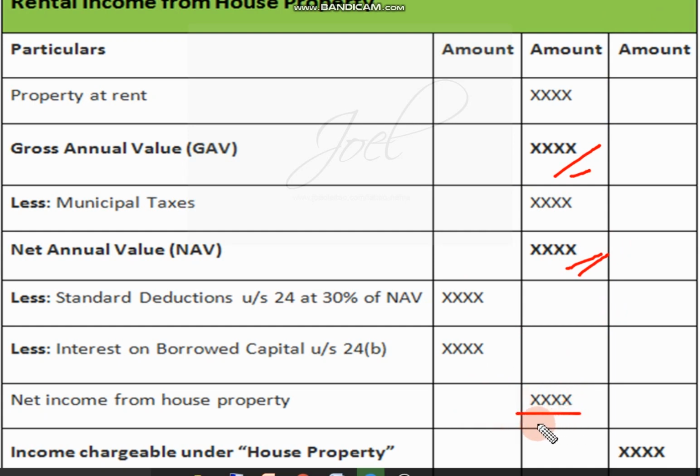So the total of these amounts are to be deducted from here. The final answer you will get here, whatever amount you get, is called our income from house property. So this is the method, and this is related to one house property.